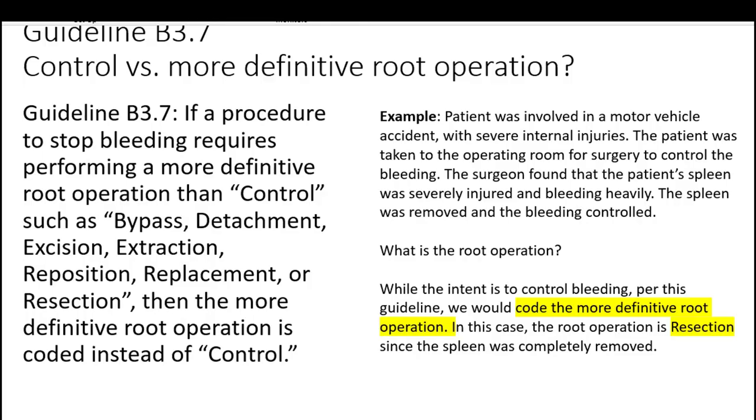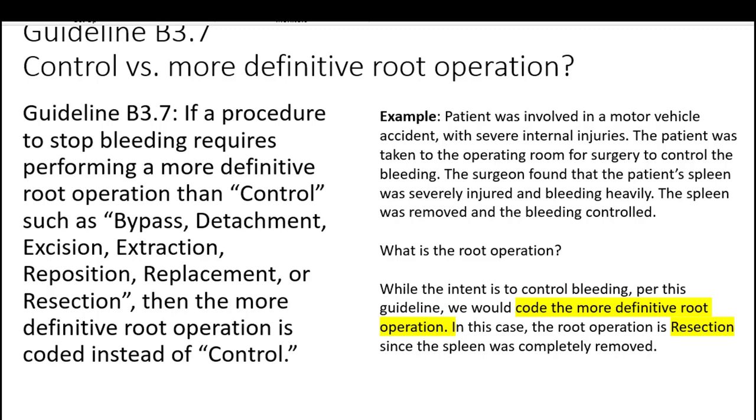The next guideline is B3.7, control versus a more definitive root operation. This comes into play when the coder has to decide if they're going to use the root operation control or another more definitive root operation. Control is a very broad term. If you're controlling the bleeding by either of those root operations that are discussed there, then you're going to use that root operation instead of control. So if the physician says he's going to excise something or reposition something or resect something to stop the bleeding, then that's the root operation you're going to use and not control.